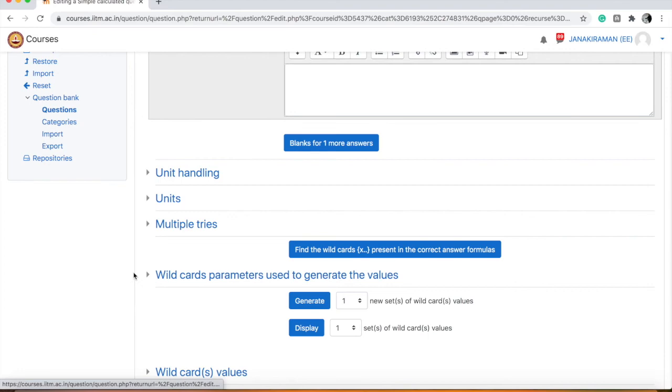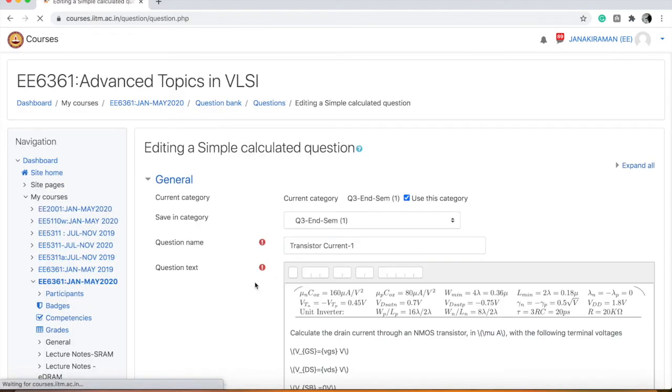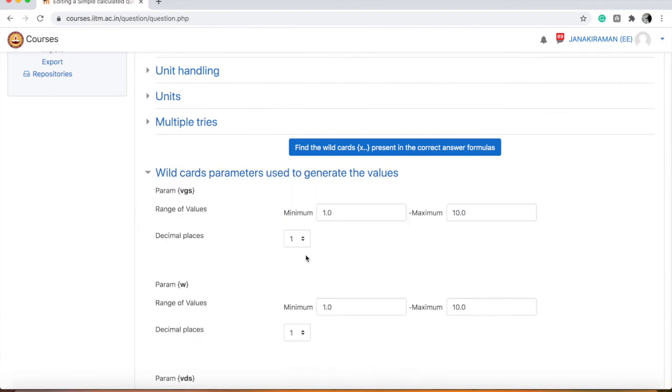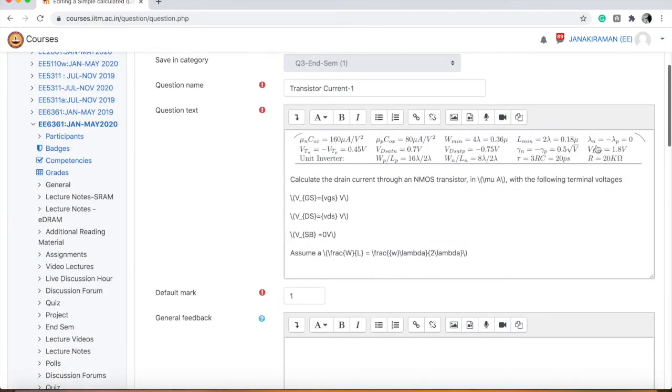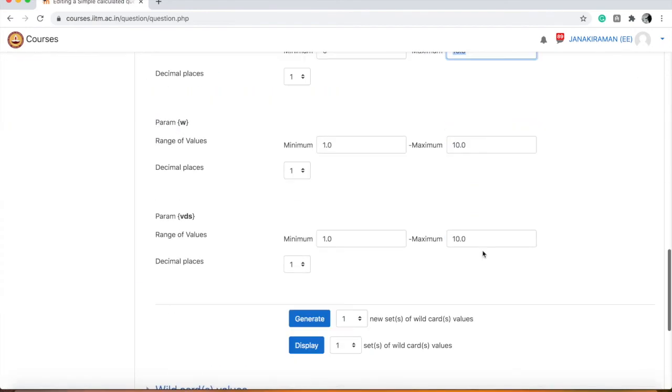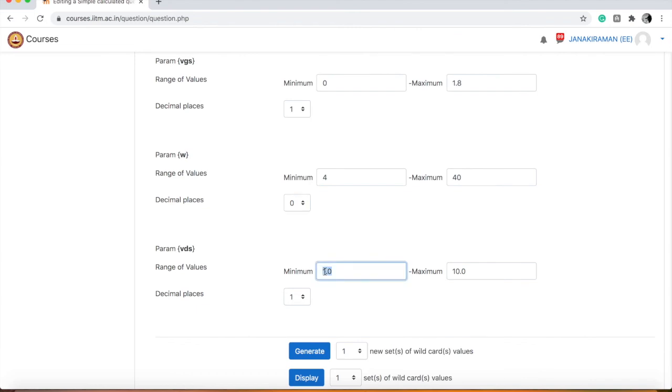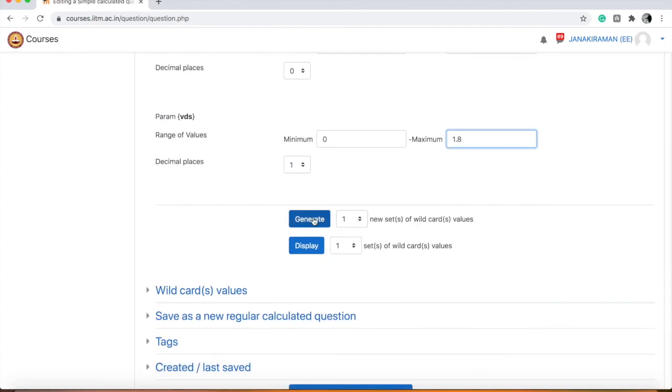As usual I come here and I say find wildcards present in correct answer. I expand this and it will say VGS is between 1 and 10. Well, no, I want it to be between 0 and the supply voltage. What is the supply voltage? It is 1.8 volt, VDD equal to 1.8 volt. So I'm going to say 1.8. Then W, typically it's useful to just give integers here, so I'm going to say between 4 and 40 and I will say 0 decimal points. VDS again is going to be between 0 and 1.8 volt, terminal voltage. That's quite a standard thing.